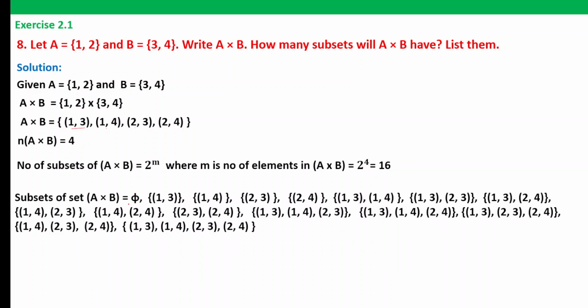Those subsets are: first, the empty set. Next, the single-element subsets (1,3), (1,4), (2,3), (2,4). Next, the combinations of (1,3) with each remaining element, then (2,3), (2,4) and so on. Next, the subsets with 3 elements, and the last one is all the elements as a subset here.